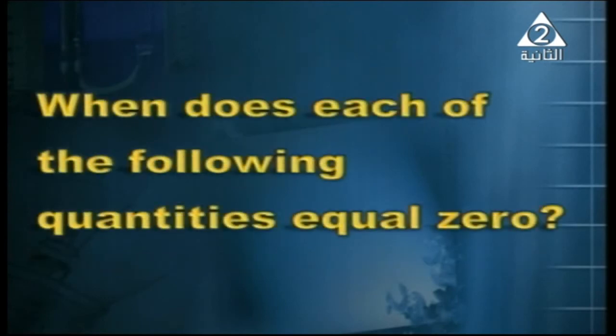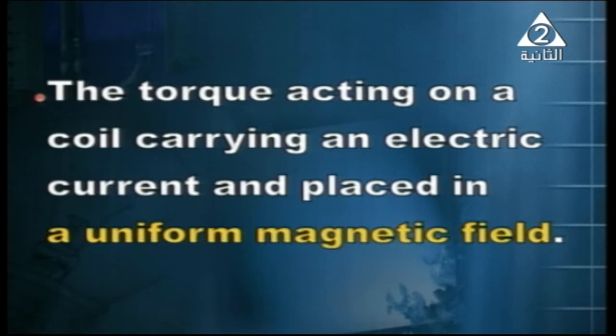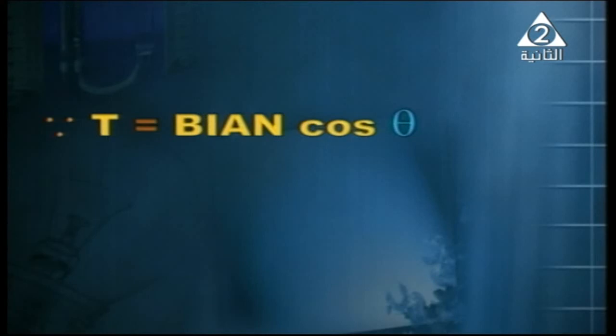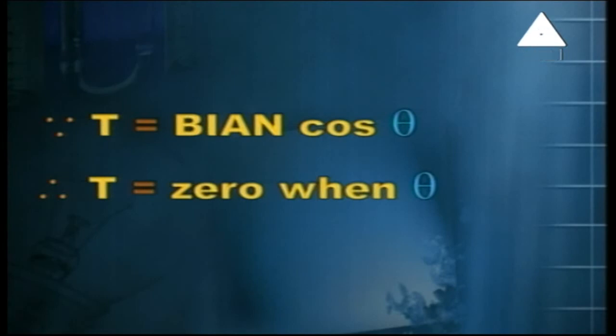Another type of questions: when does each of the following quantities equal 0? When does the torque acting on a coil carrying an electric current and placed in a uniform magnetic field equal 0? This happens in the vertical position, when the plane of the coil is perpendicular to the magnetic field. Torque is given from the expression BIA n cosine theta. Torque equals 0 when theta equals 90. Theta is the angle between plane of coil and magnetic field. In the vertical position, plane of coil makes an angle 90 with the field, and cosine 90 equals 0. That's why it is 0.